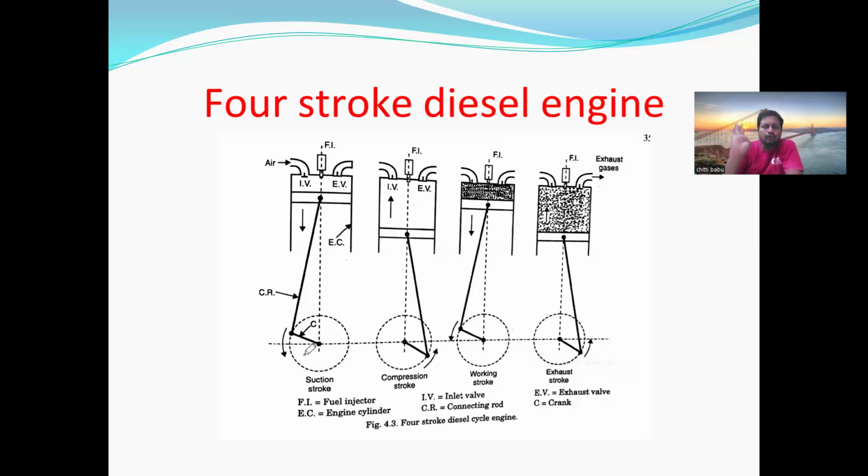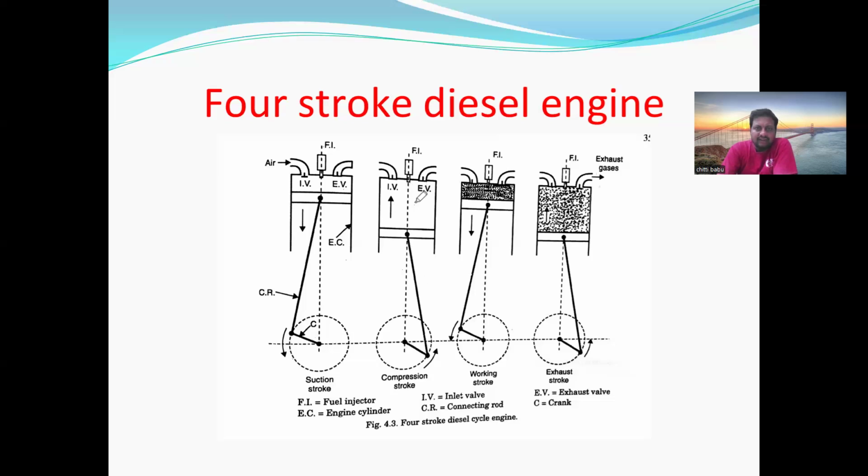Four strokes of the piston and two complete revolutions of the crankshaft will occur. Whenever the piston moves towards the downside, 180 degrees of the crankshaft will be rotated. So this is about the first stroke. Now coming to the second stroke, what happens?